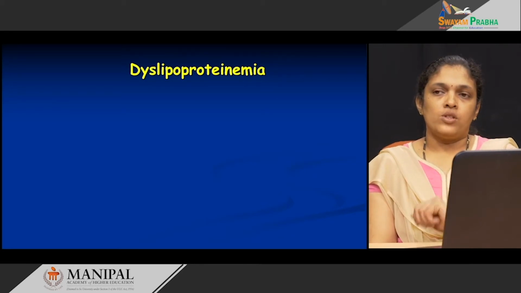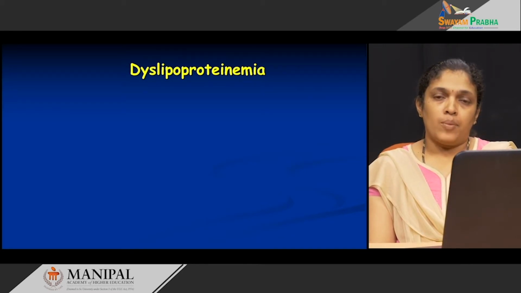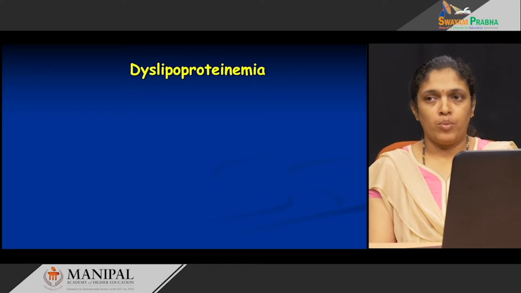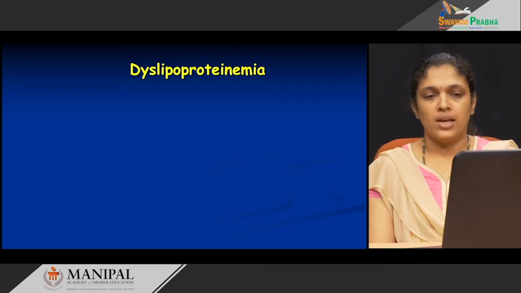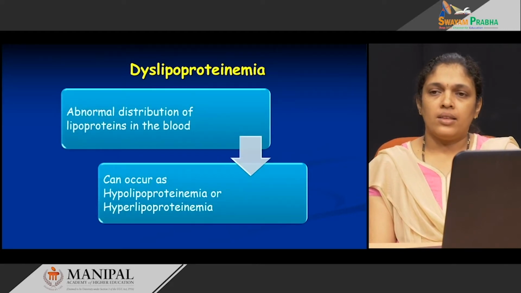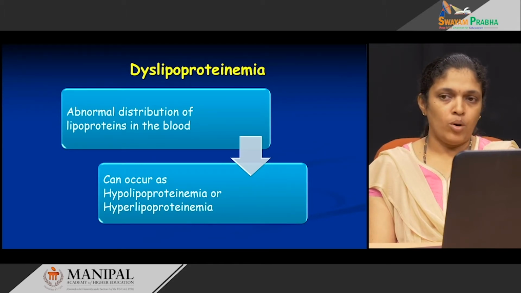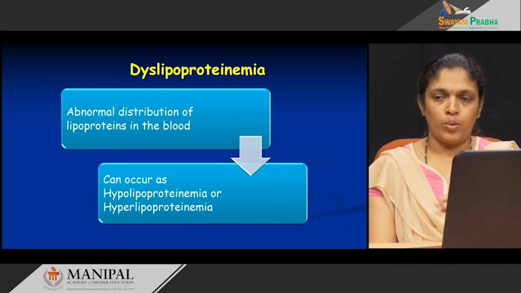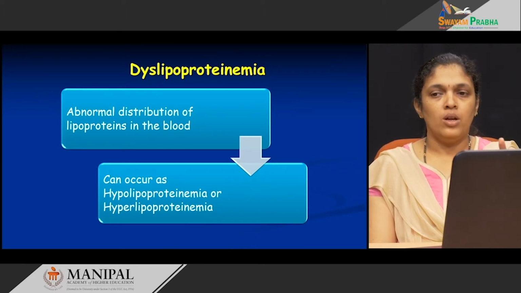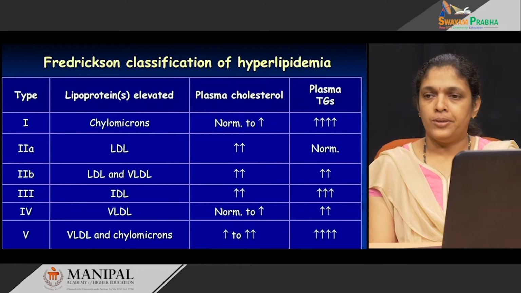Now, there are a group of disorders in which these lipoproteins could be abnormal. When you have hyper or hypolipoproteinemias, they are what are called dyslipidemias. Again, these are the levels of lipoproteins which are abnormal in the blood. As said, they can be hypo or they can be hyper. So, abnormal distribution of lipoproteins in the blood is what is called dyslipoproteinemia. It can be high levels of lipoprotein or it could be low levels of lipoprotein.